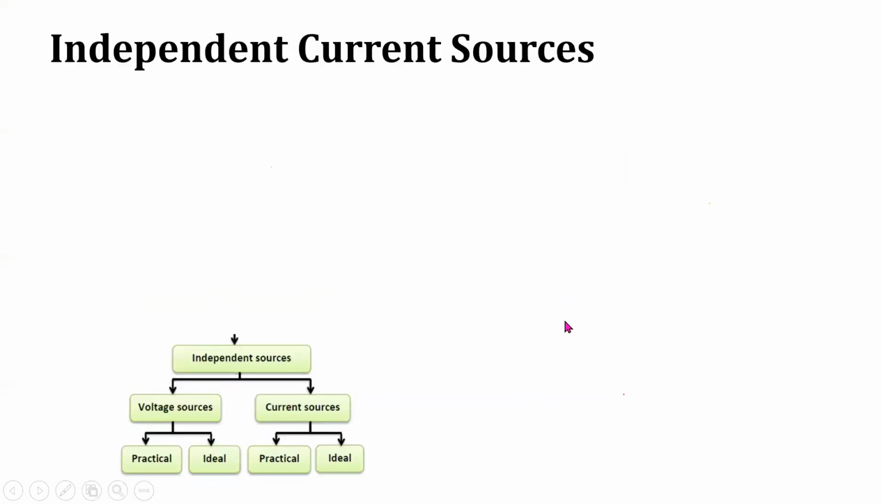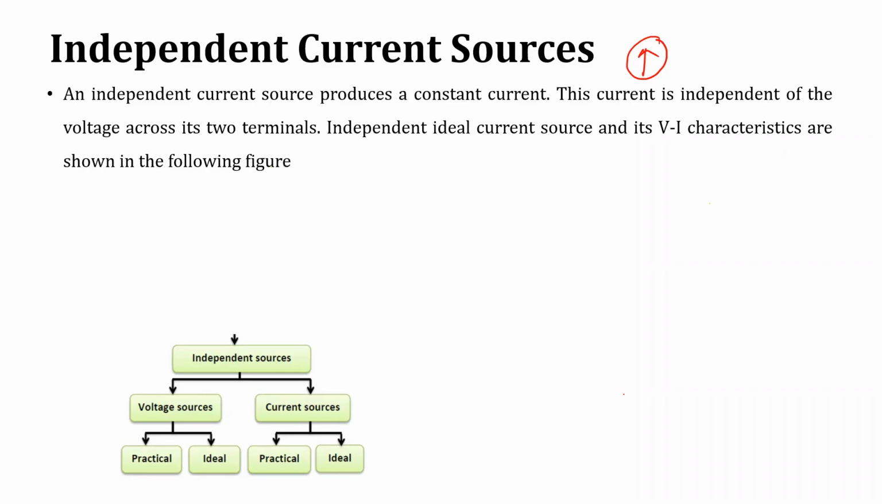Next is the independent current source. It is always represented with a circle with an arrow inside it. An independent current source produces a constant current. An independent voltage source produces a constant voltage. You should keep that difference in your mind. This current is independent of the voltage across its two terminals. We will see its characteristics.